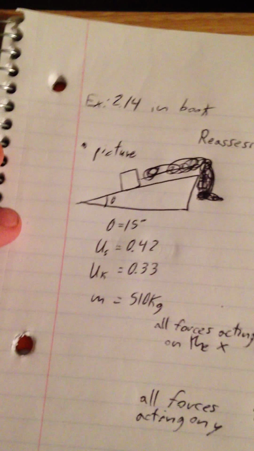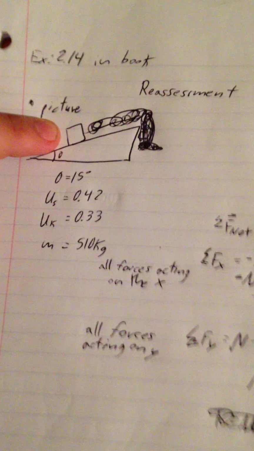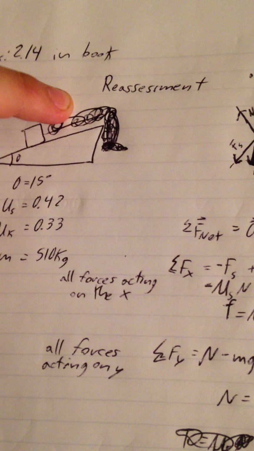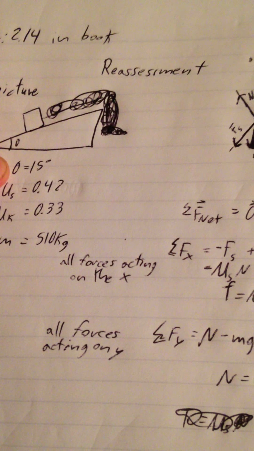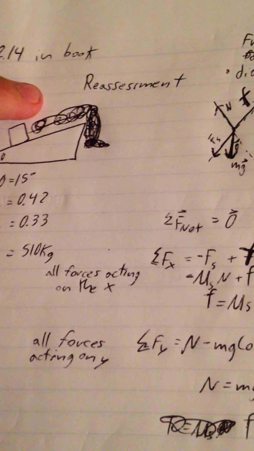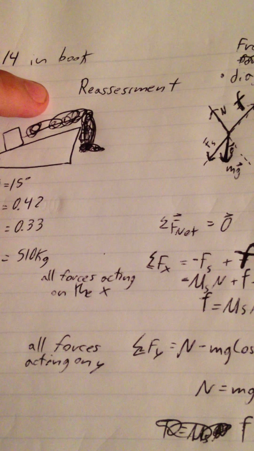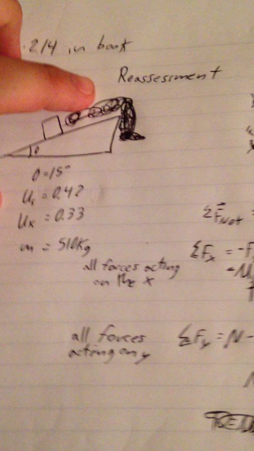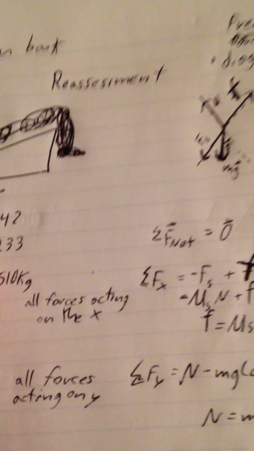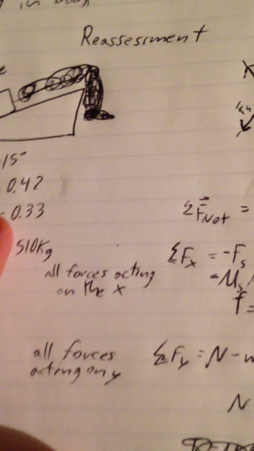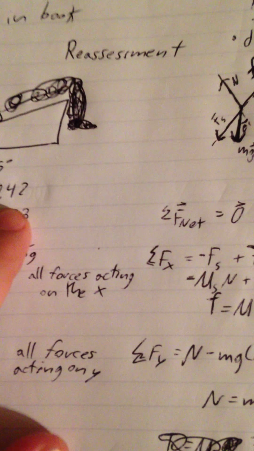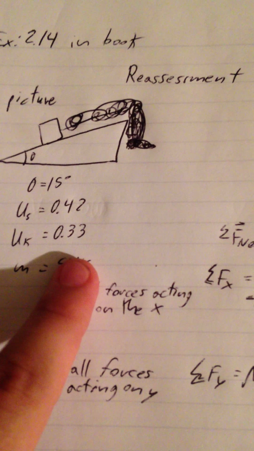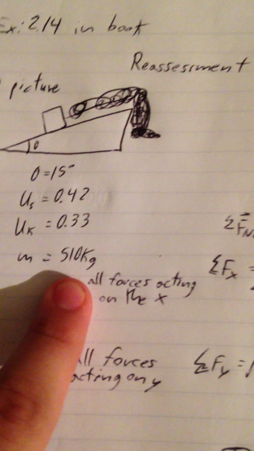For this problem, we have a mass that we're trying to push up an incline of 15 degrees, and we're trying to figure out the friction to see how much force it's going to take to push the mass uphill. You have the coefficient of static friction, which is 0.42, the coefficient of kinetic friction, which is 0.33, and a mass of 510 kilograms.